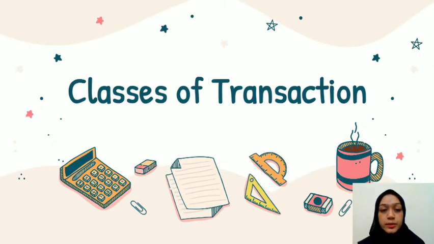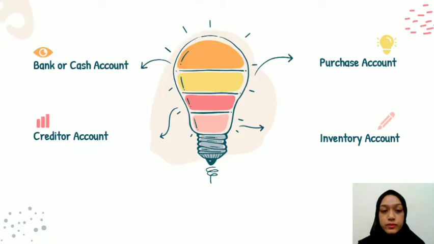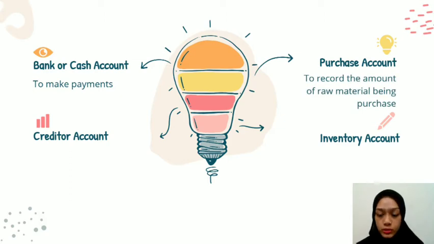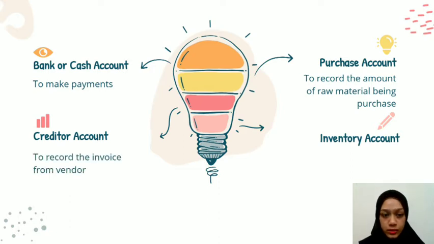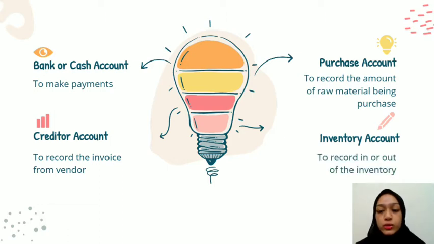First of all, let me start with the classes of transaction which are related to the inventory and warehousing cycle. The first one is bank or cash account, which is to make payments, and then purchase account to record the amount of raw material being purchased. Next is creditor account, which is to record the invoice from vendor. And the last one is inventory account to record in or out of the inventory.